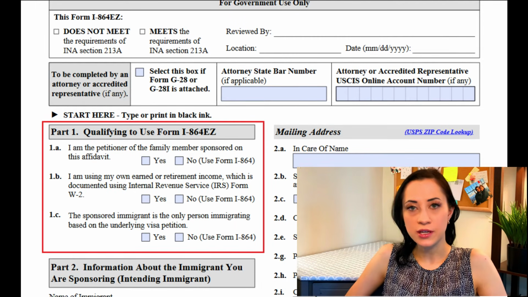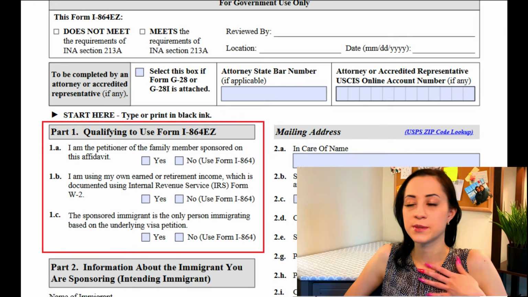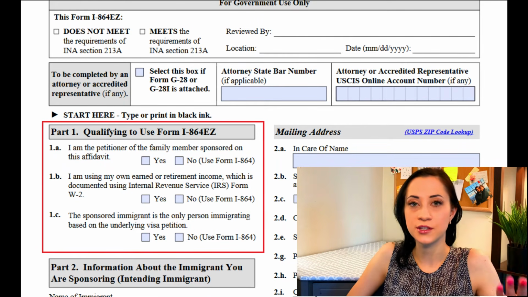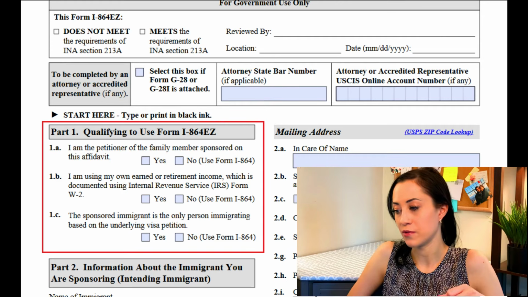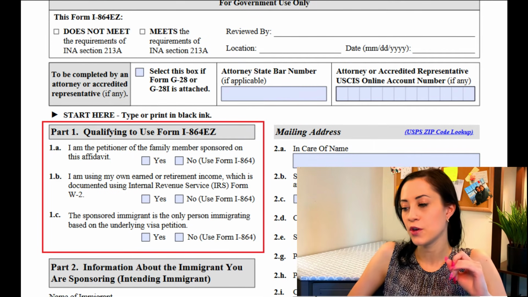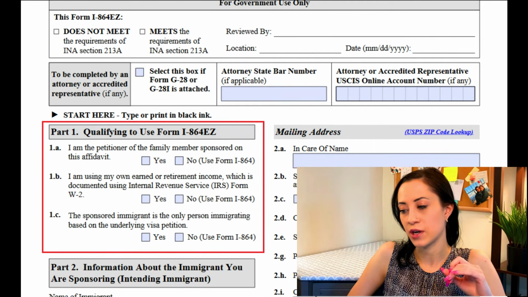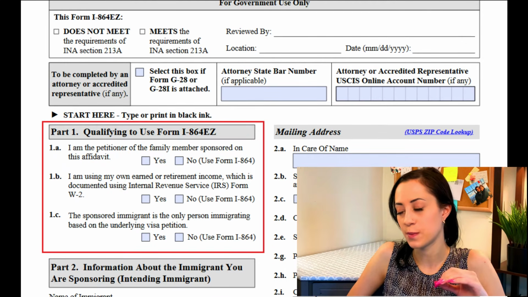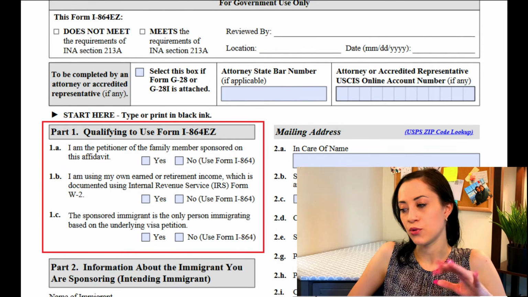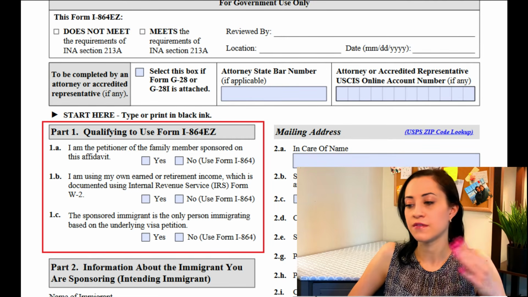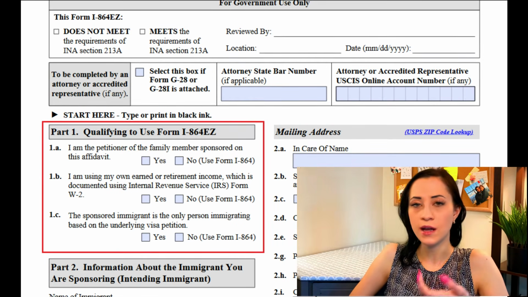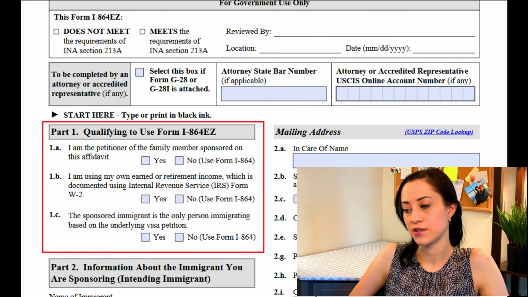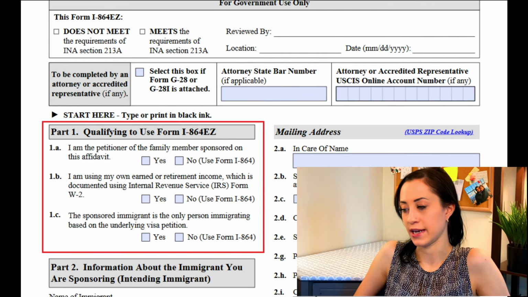And I'm actually really salty about it because it could have been my case, but I had no idea because I didn't know any of this. So hopefully this resource will be helpful to you. And again, if you open form I-864EZ, you will see in the first part, they will ask you these 3 questions, and even if one of them doesn't apply to you, they'll tell you to use form I-864. However, if all 3 questions apply to you, then you will continue using form I-864EZ.